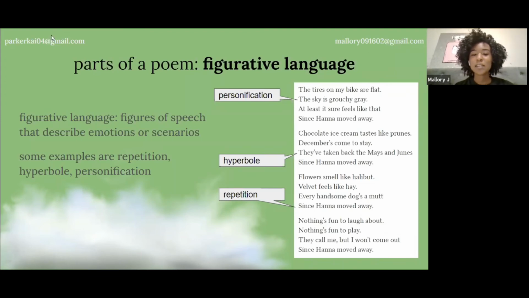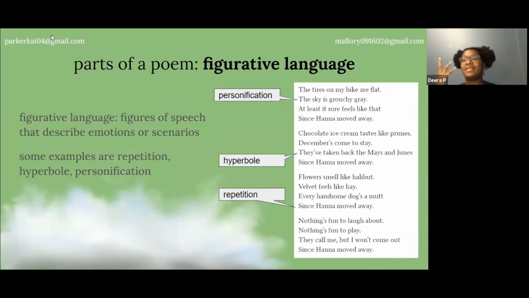Now the last figurative language we're going to talk about is repetition. As you can see, at the end of every stanza, it has the same line, since Hannah moved away. This line repeats itself in every stanza, so that's an example of repetition.